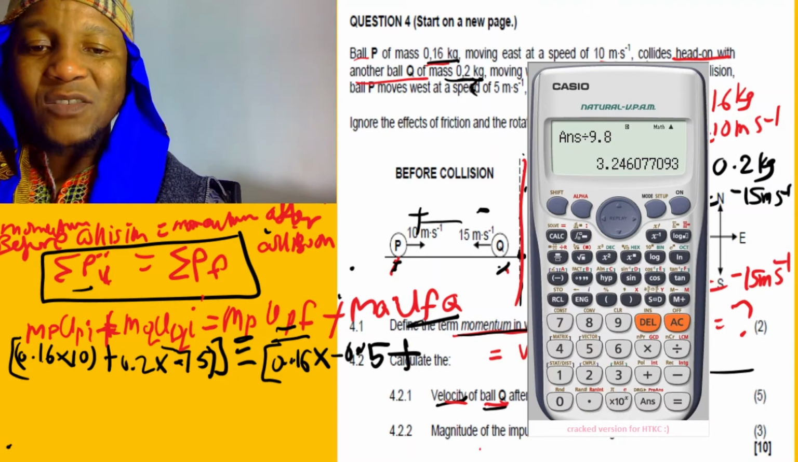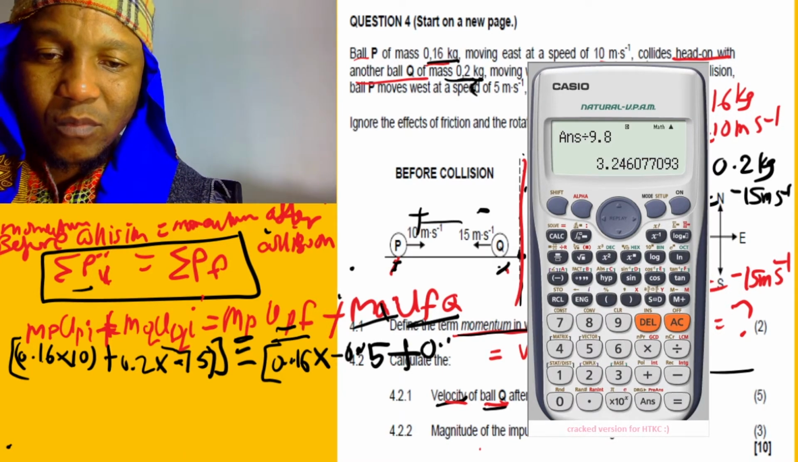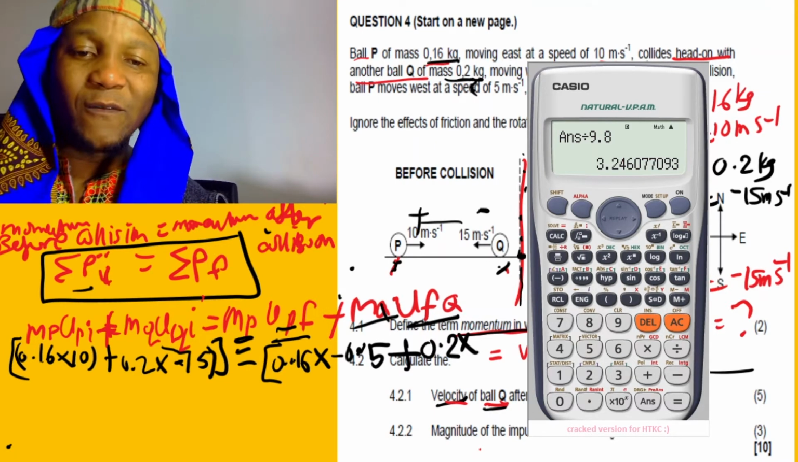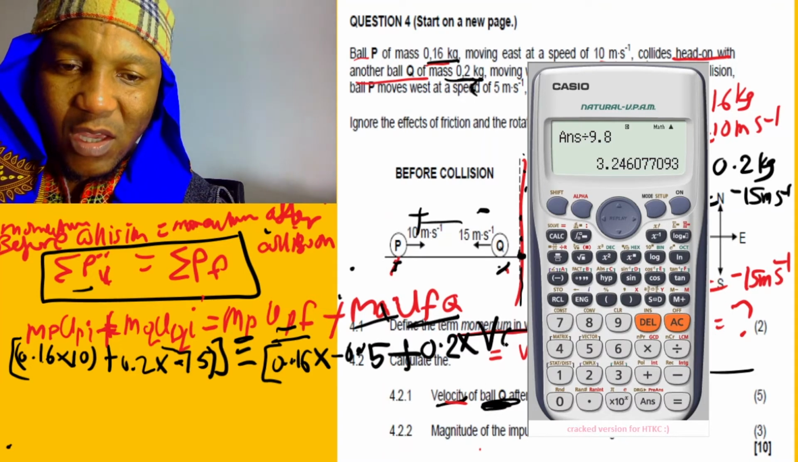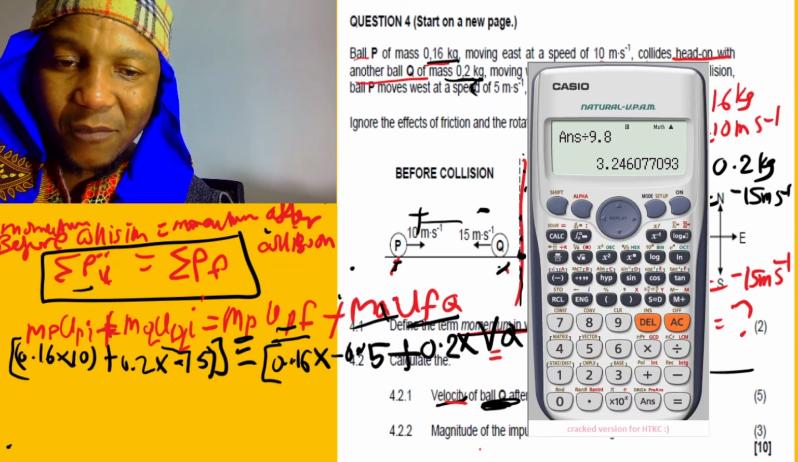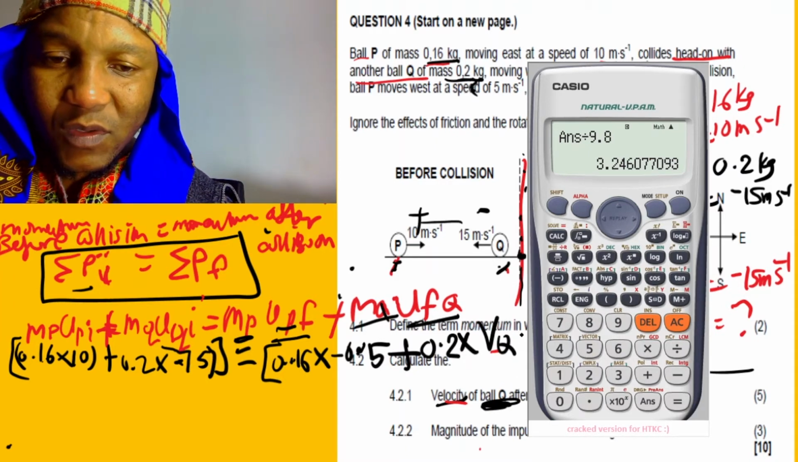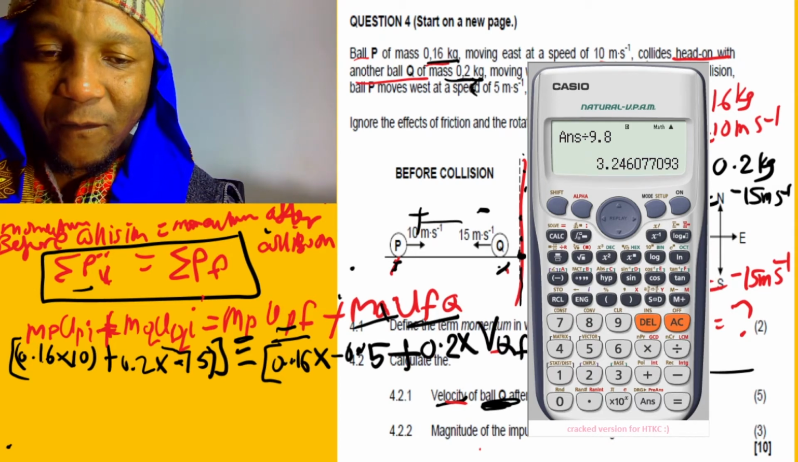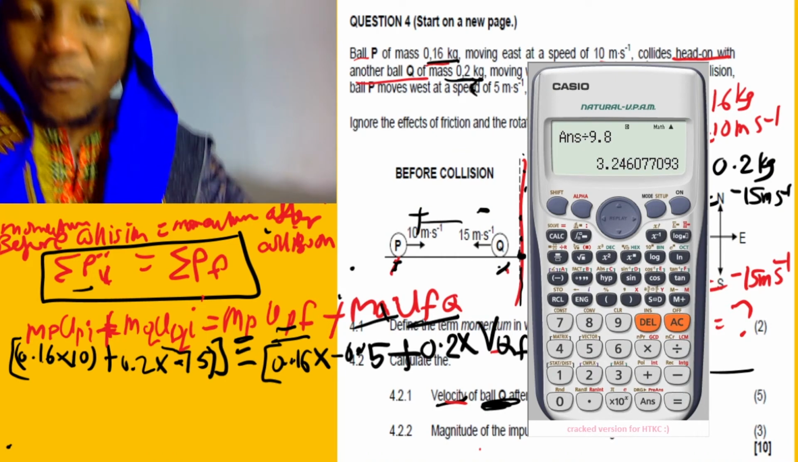And then we plus, mass of Q. What is mass of Q? 0.2 times final velocity of Q. That's what we're looking for because look here, they say find the velocity of Q. So VQ, V final Q, VQF. So we're looking for VQF. So we can just make it the subject of the formula.